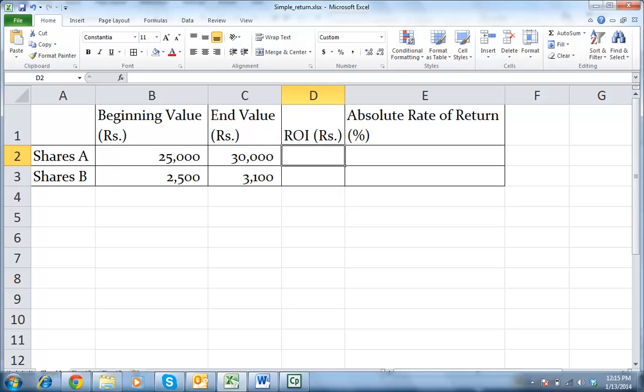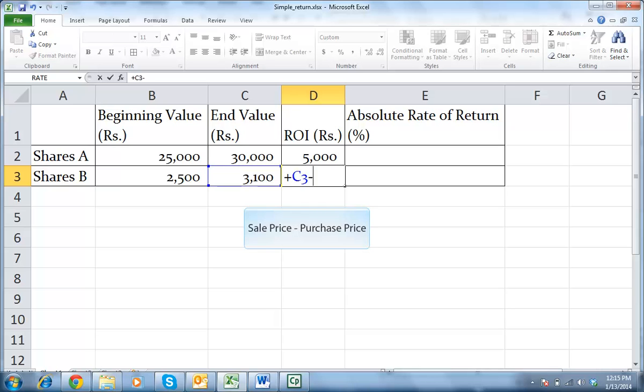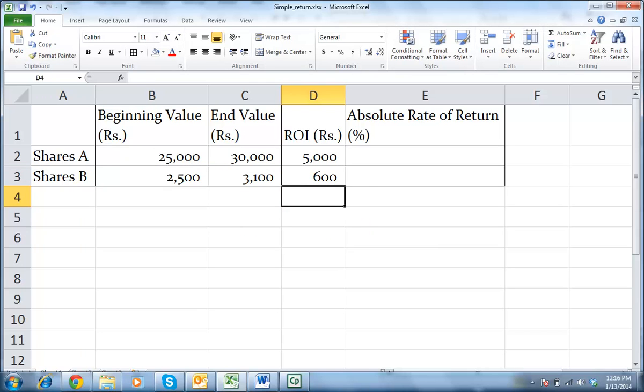He also purchased equity shares of B Limited for Rs 2,500 and sold them at Rs 3,100. Rupee amount earned on investment in A Limited is equal to 30,000 less 25,000, which is 5,000 rupees. Rupee amount earned on investment in B Limited is equal to 3,100 minus 2,500, which is 600 rupees. In rupee terms, it appears that investment in A Limited has generated a higher return than investment in B Limited.